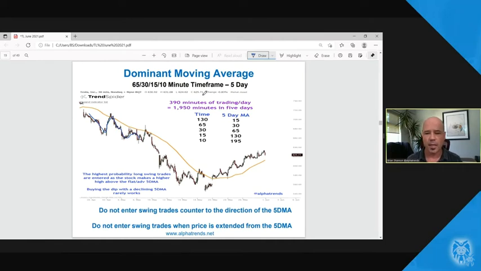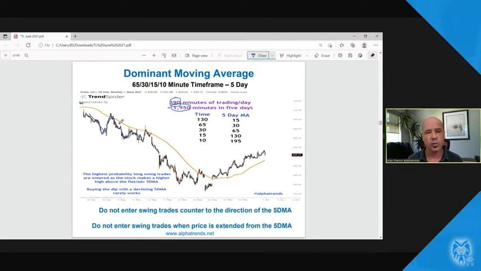So if you think about what a day is, the market is open from 9:30 a.m. to 4 p.m. Eastern. That's 6.5 hours. In the course of 6 hours, 60 times 6 is 360. Plus that 30-minute period, there's 390 minutes per day in trading. So over 5 days, 390 times 5 means there's 1,950 minutes.